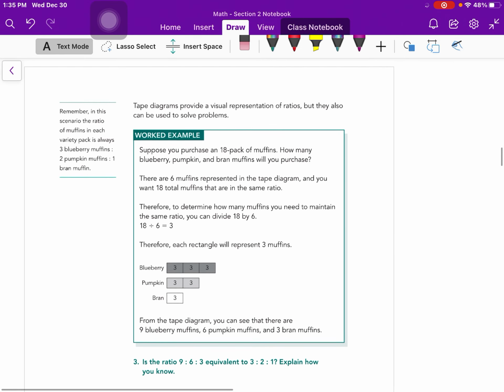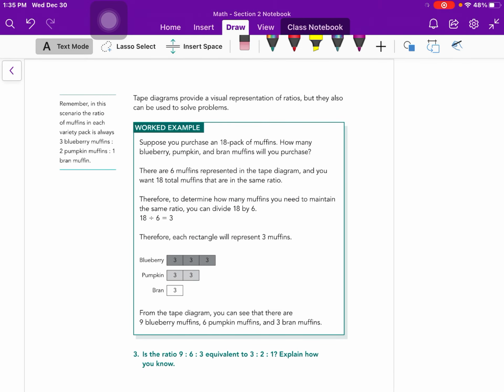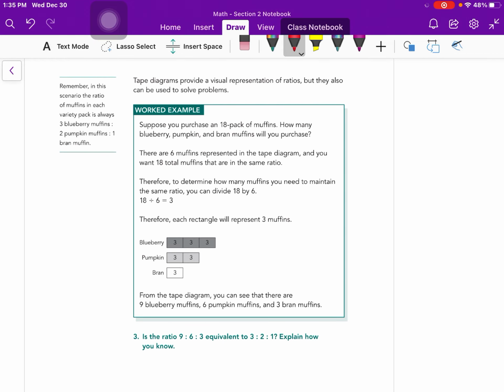Great, moving right along. Tape diagrams provide a visual representation of ratios, but they also can be used to solve problems, like this one. Don't forget our original variety pack, 3 to 2 to 1. Suppose you purchase an 18-pack of muffins. How many blueberry, pumpkin, and bran will you purchase? Well, there are 6 muffins represented in the tape diagram, and you want a total of 18 that are the same ratio. Therefore, to determine how many muffins you need to maintain the same ratio, you could divide 18 by 6, because our original had 6, but you bought an 18-pack.